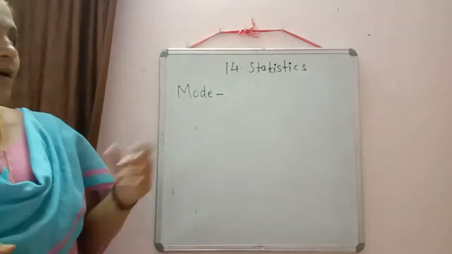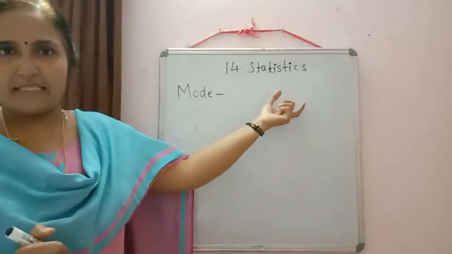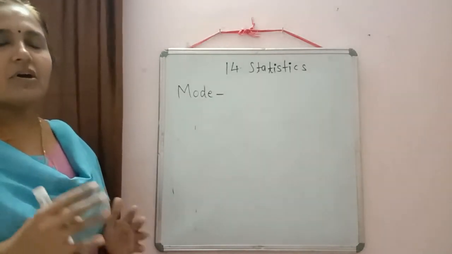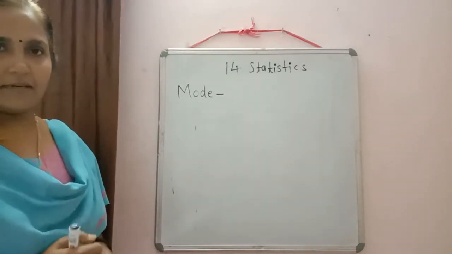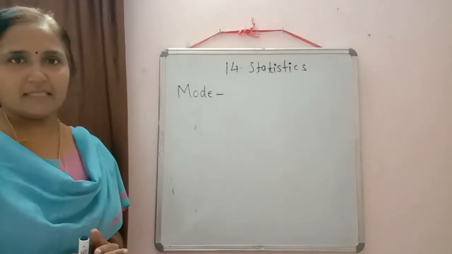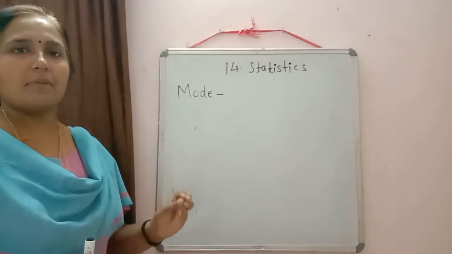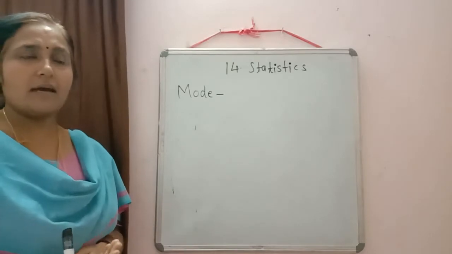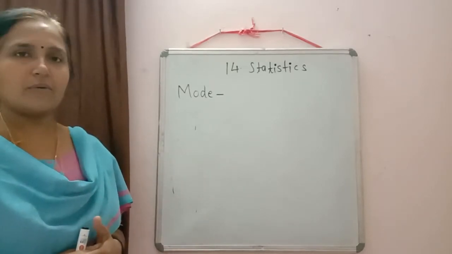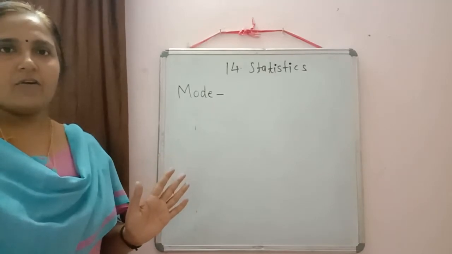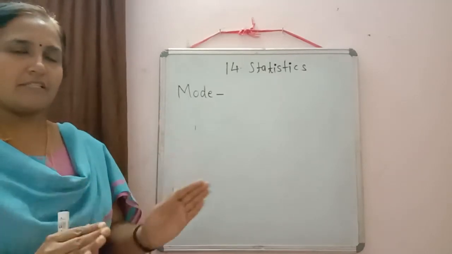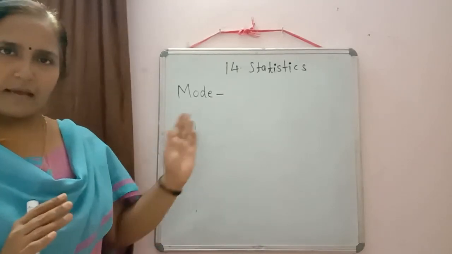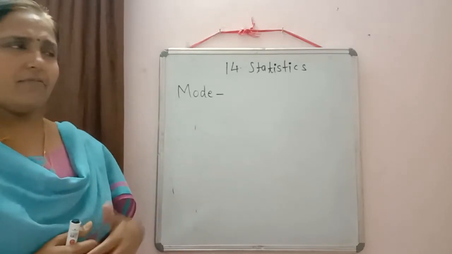Just write down: mode is that value of observation, or you can write, mode is that observation which occurs maximum number of times. Or if you don't want to write maximum number of times, you can write that mode is that observation whose frequency is maximum. That observation will be the mode. In normal cases, if numbers are given, we can calculate in this way.